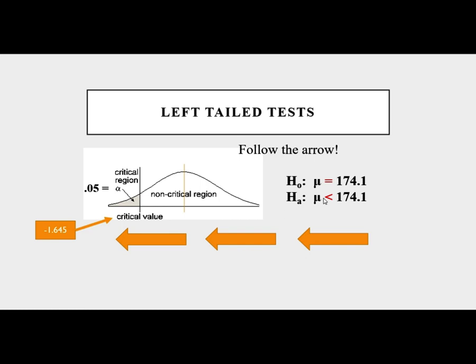Now if I want to say, you know what, I think men are actually shorter than that, I say the mean is actually less than 1.745, I follow the arrow, and now it's just negative 1.645, all the probability is in my left tail. Now I have to score less than negative 1.645, so negative 1.75, negative 2, negative 3, any of that would be enough evidence to reject the null.